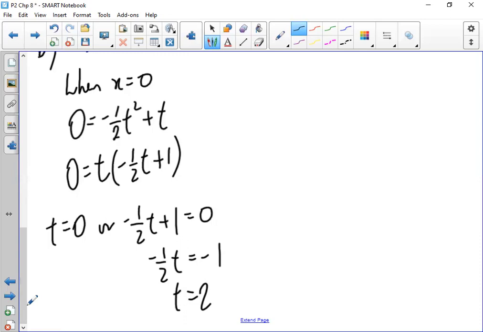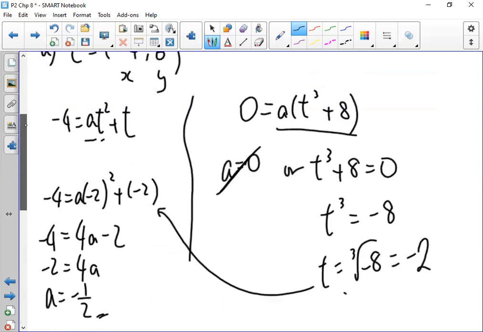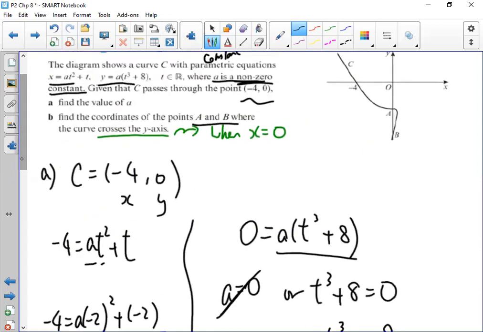Now you found t values. What can you do with it? Think. What do we want? Ice cream. Oh, sorry. I mean coordinates. We want coordinates. Coordinates about x and y.